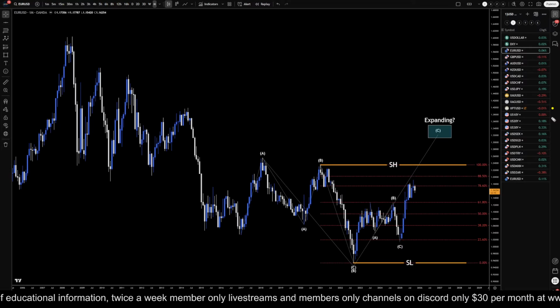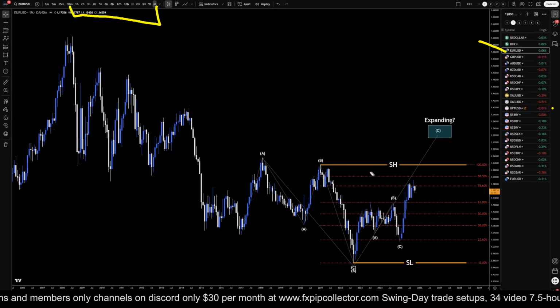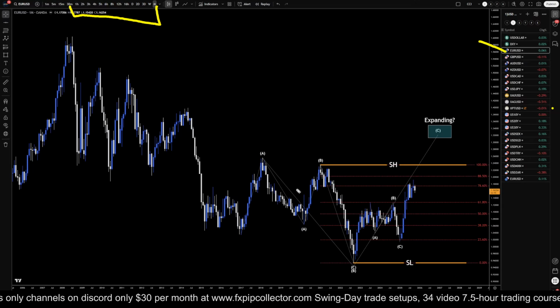Today is Sunday, October 26th, and this is my full down analysis for the Euro US dollar. And we're on the monthly time frame, working our way all the way down to the 1 hour. So on the monthly, I still have two possibilities.